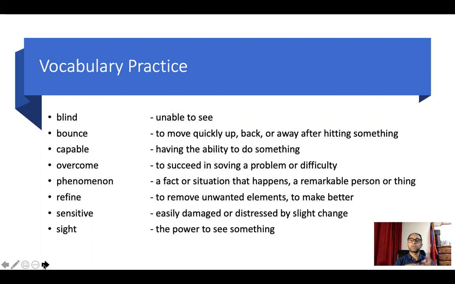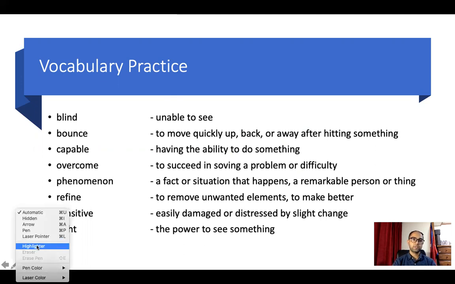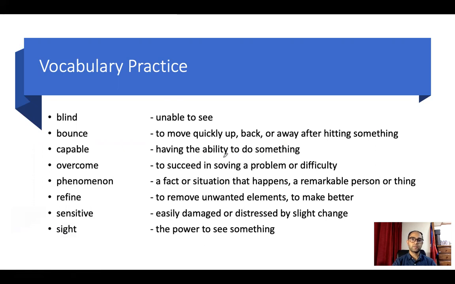Capable is having the ability to do something. For example, you are capable of speaking English. That's a capability. Overcome is to succeed in solving a problem. That's a mistake. Let me correct it there. In solving, okay, L is missing. To succeed in solving a problem or difficulty.